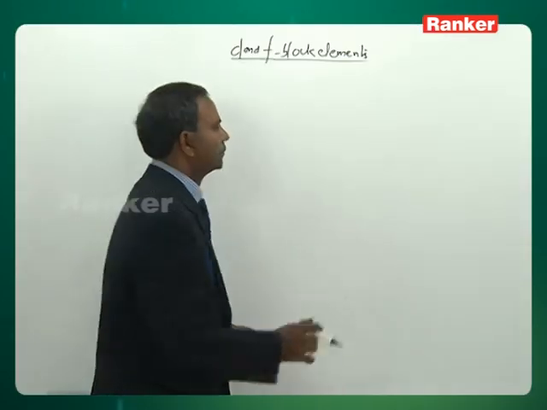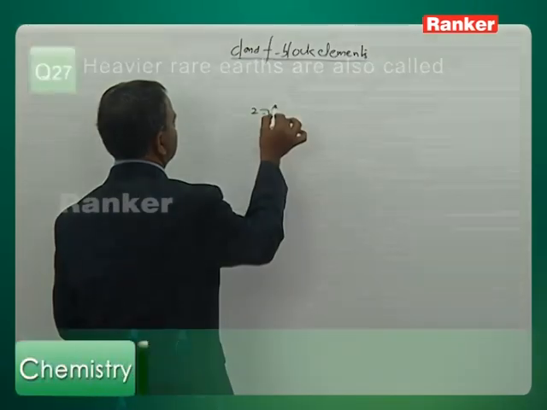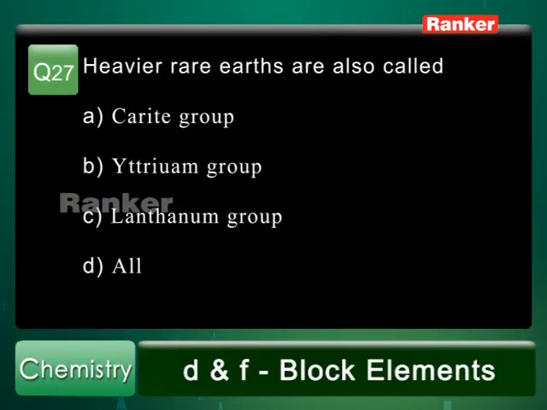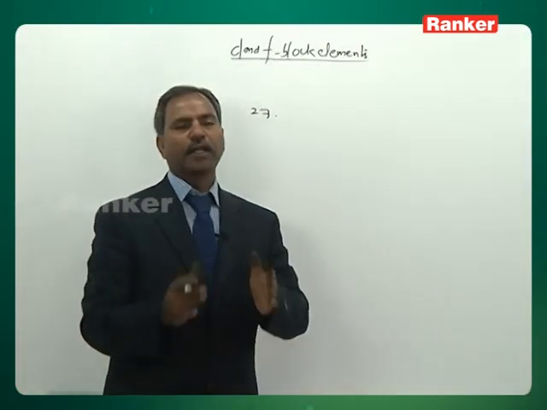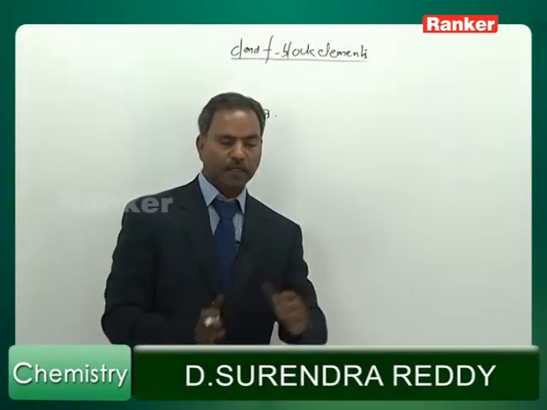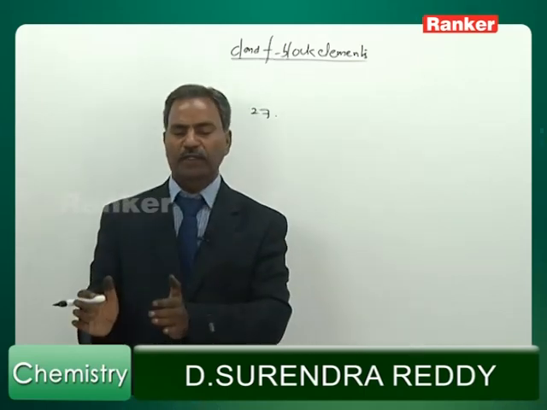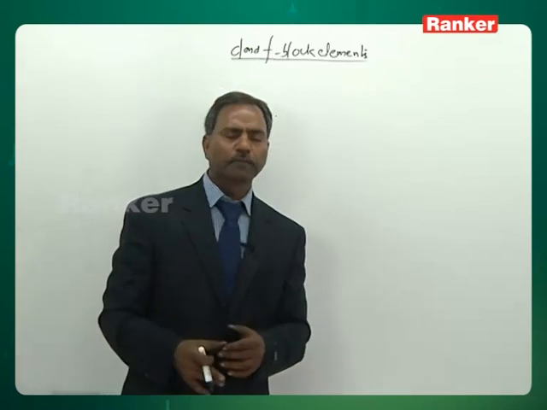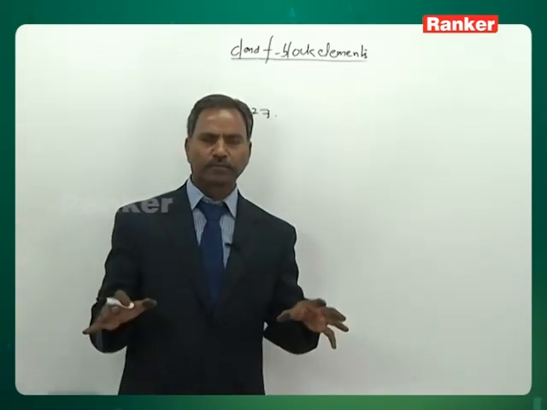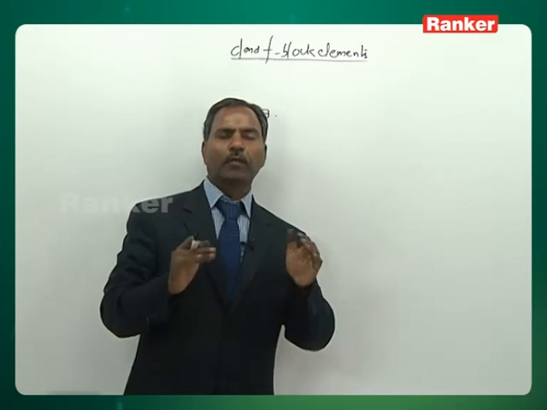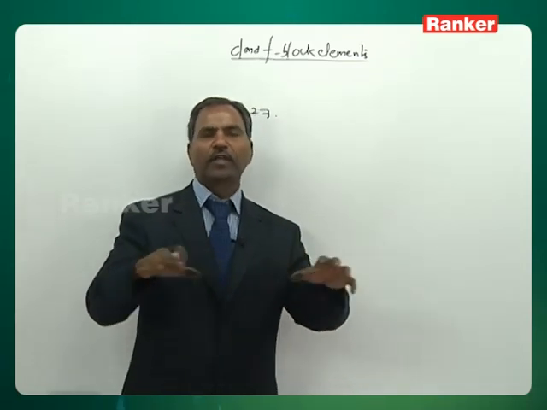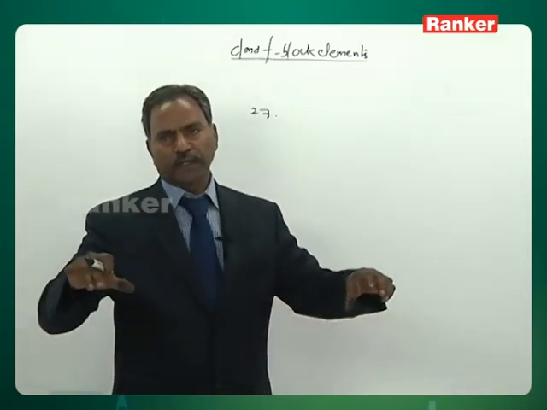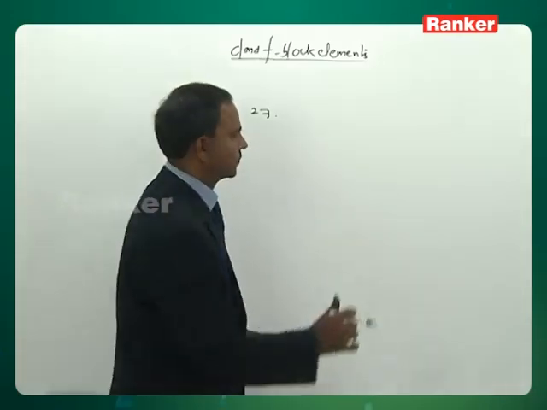Coming to question number 27. Heavier rare earths are also called what? All the rare earths are considered lanthanides. We are classifying them into two sets: lighter lanthanides and heavier lanthanides, lighter rare earths and heavier rare earths, based on their availability in different minerals. Based on the availability of lanthanides in different minerals, all the lanthanides are classified into two sets of elements.